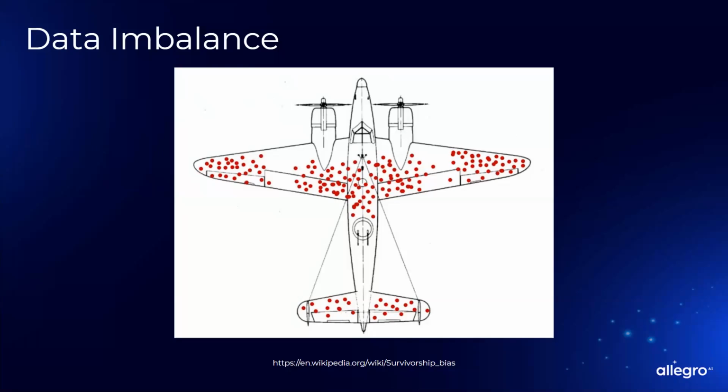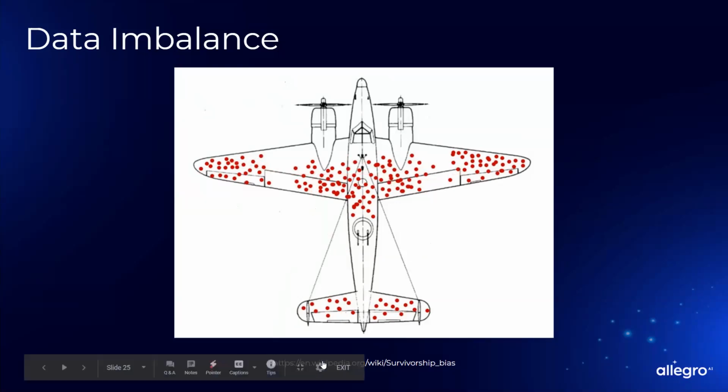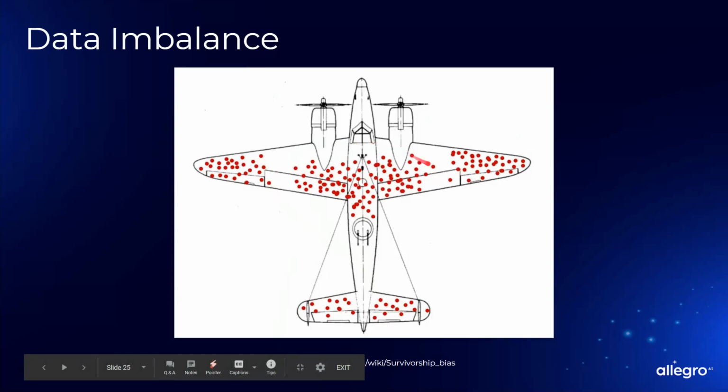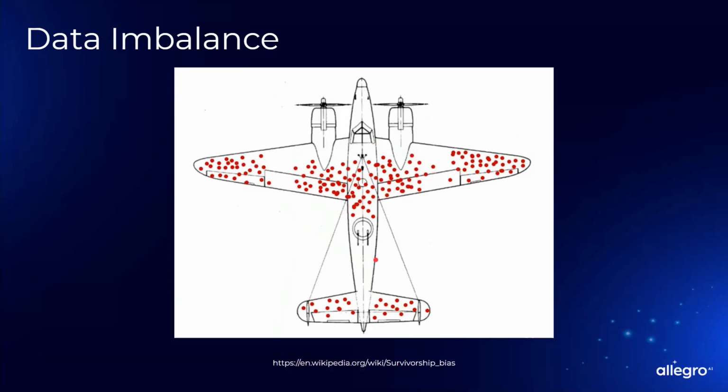I'm sure most of you already have the answer, but I'm going to expose it. If the planes manage to return home, that means that all the red points are hits that were not actually important to protect from, because they made it back home. So only the places where there aren't any hits are places where the planes never came back home and should be protected. So this is a very simple and clear example of survivorship bias or data imbalance.